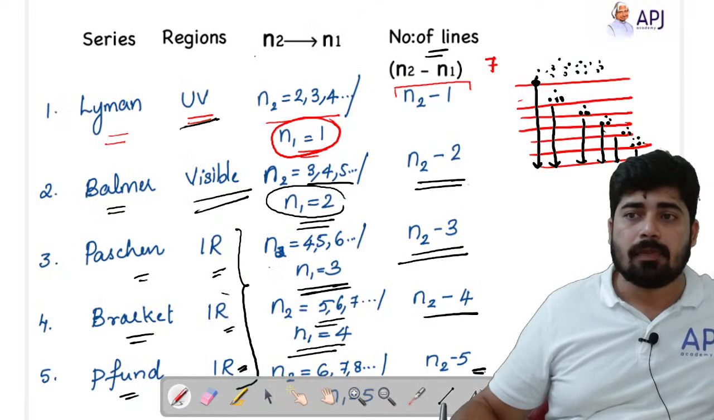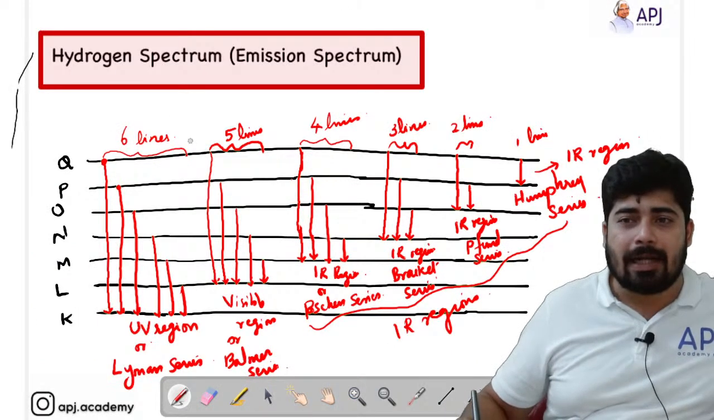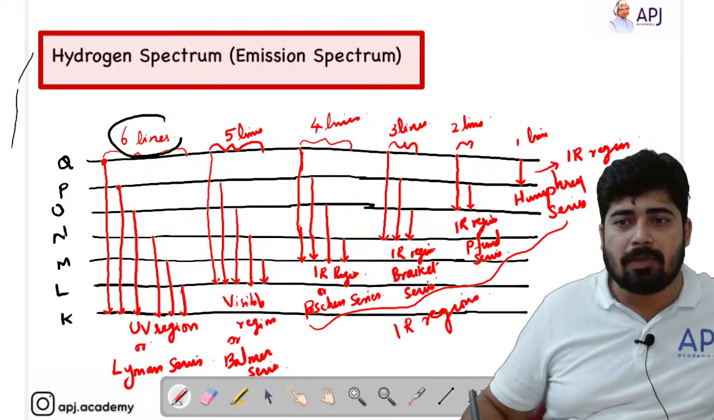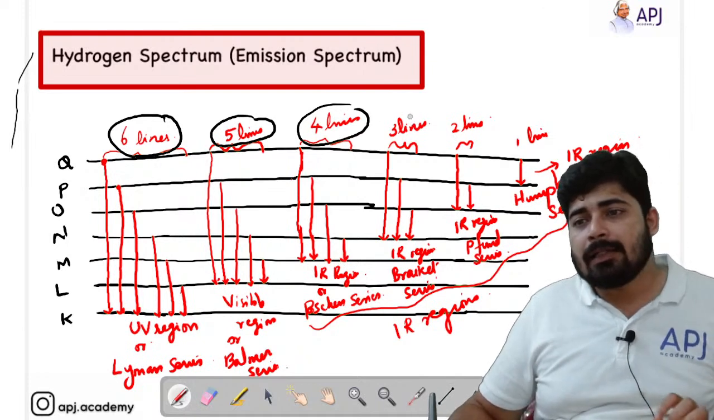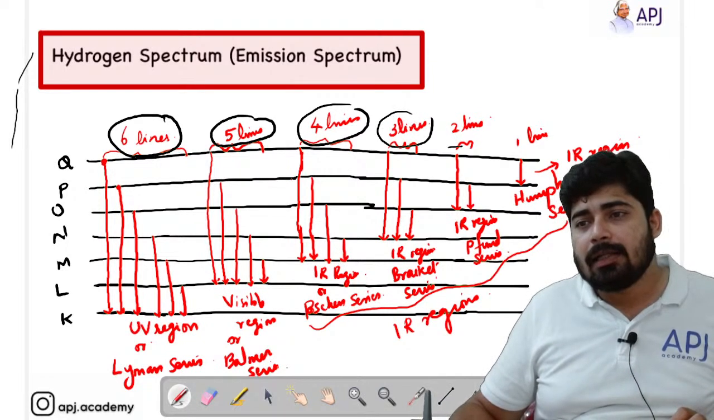See, here we have drawn all the lines from 7 to 1. Now let's check this. In the first, Lyman series, we got 5 lines, then 6 lines, then in the Balmer series 5 lines. Then in the Paschen series we got 4 lines, and in the Brackett series we got 3, then 2, then 1.